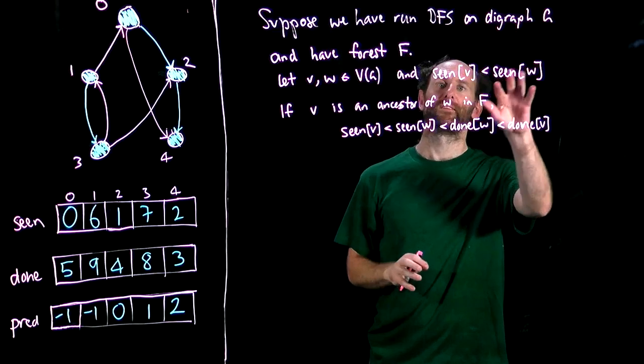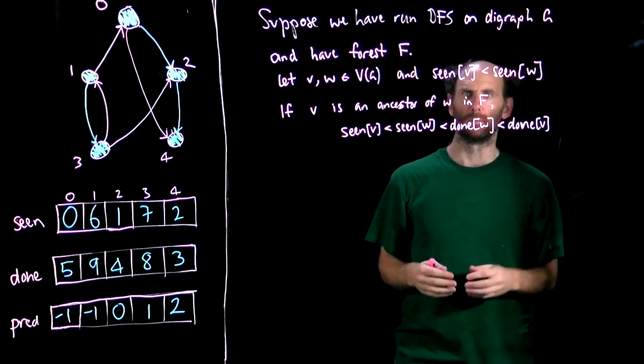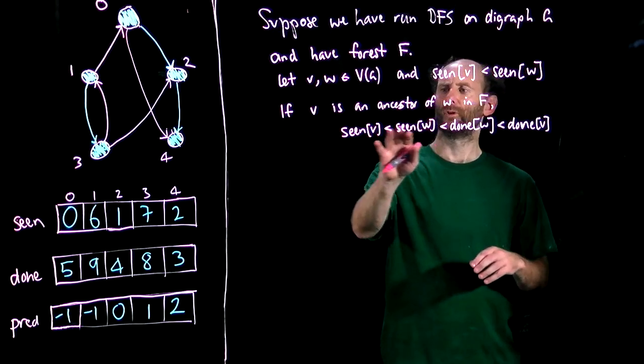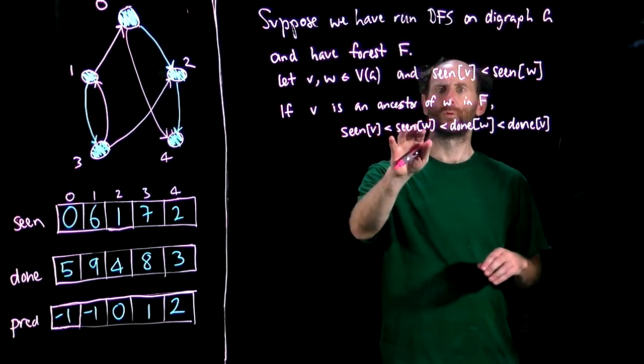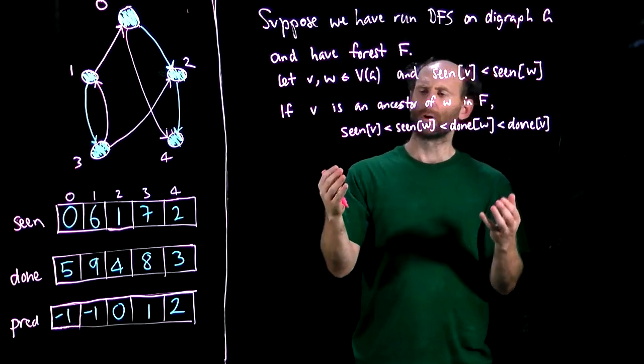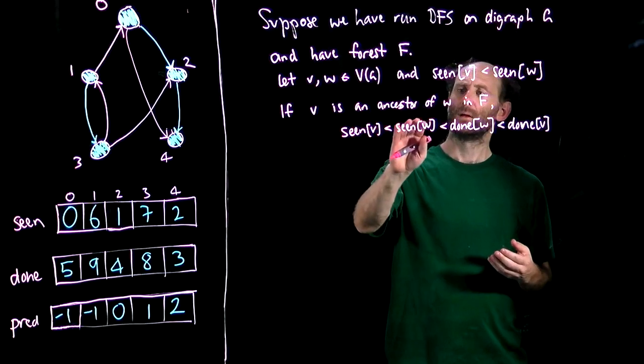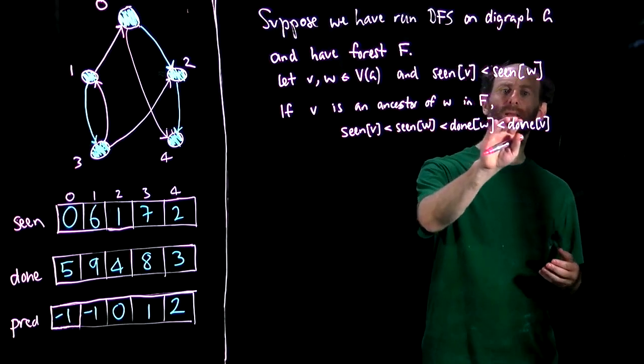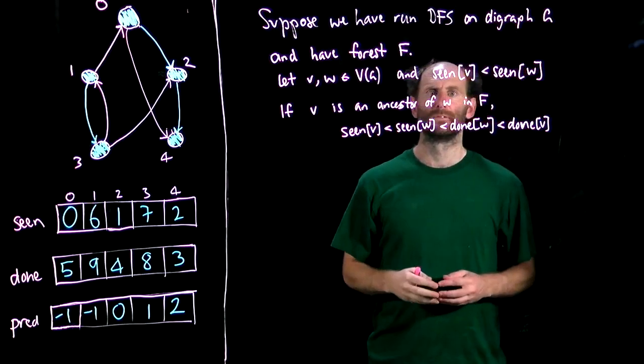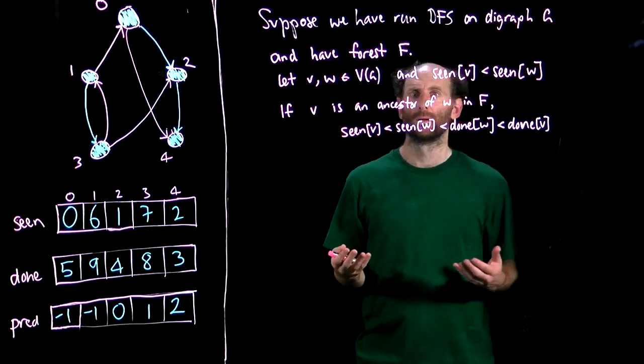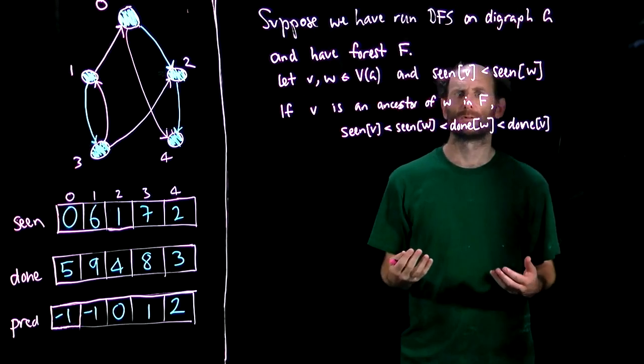And that's based on the assumption that we saw V before we saw W. Okay, the first bit assumed that we saw V before we saw W, but this is a stronger statement, right? We saw V, we saw W, we finished with W, and then we went on to finish with V. Why is that? Well, think of the recursive form of the algorithm.